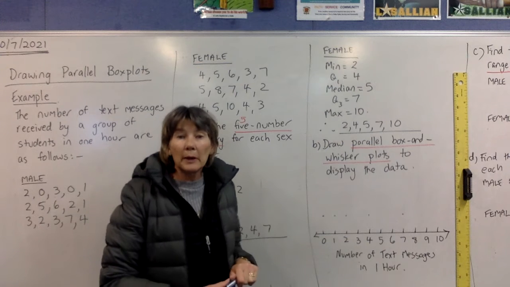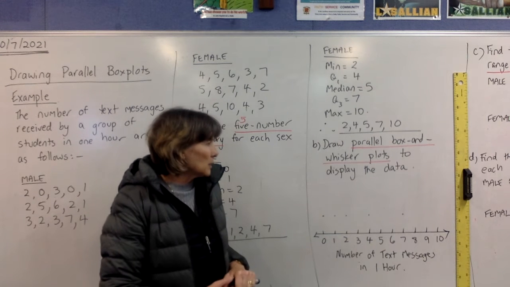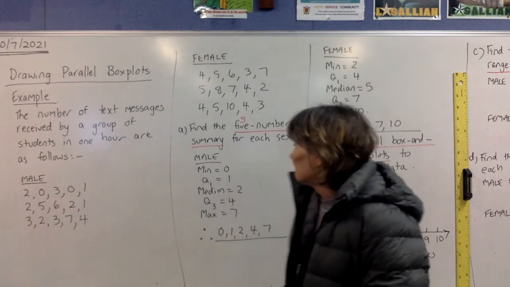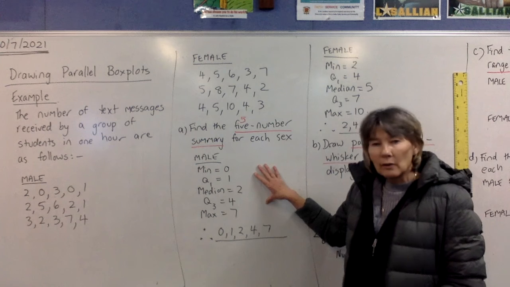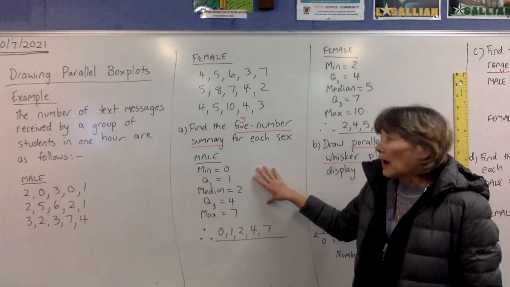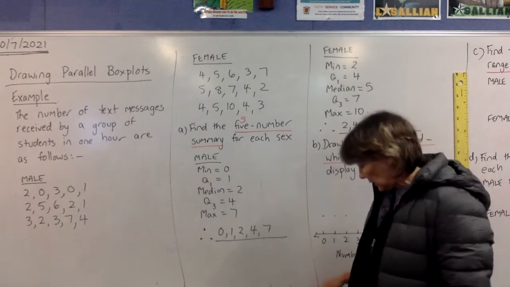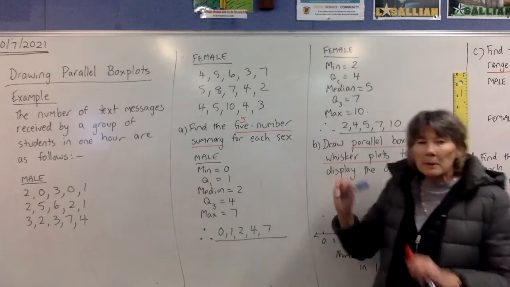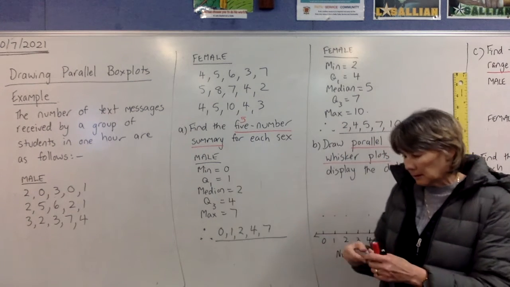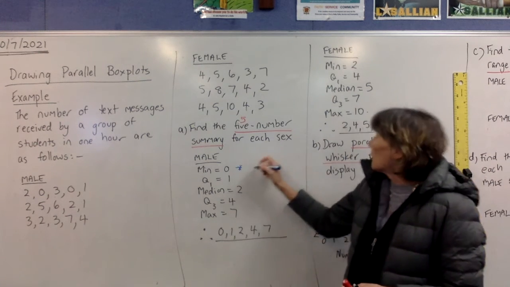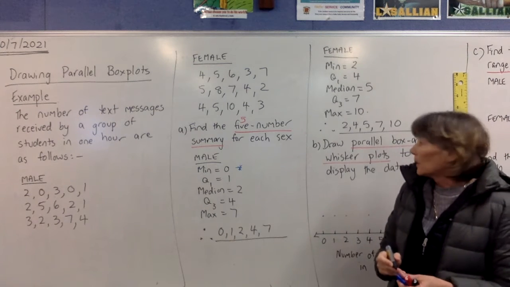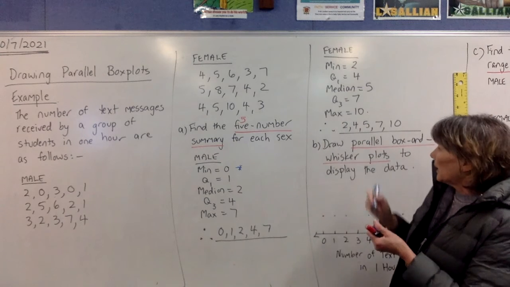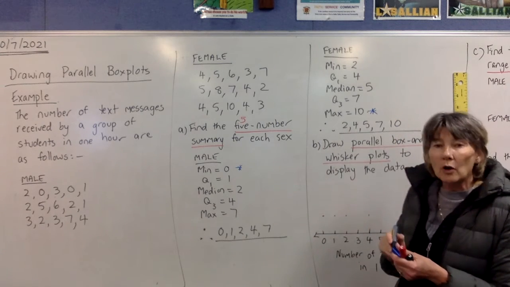Now we're getting to the part where we have to draw the parallel box and whisker plots to display the data. Okay, so to do this, you're going to look at the 5 number summary for the males and the 5 number summary for the females all together. So when we do that, if we have a look at the whole thing, our minimum for the whole lot is here. So that will be our lowest number because it's lower than that minimum there. Then our highest out of the whole lot, that maximum is 7, but this one is 10. So that's going to be the maximum for the whole lot.